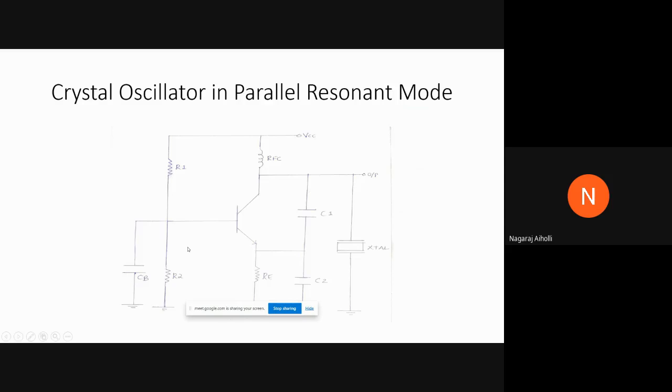Then there is the coupling capacitor CB here. This coupling capacitor CB acts as the AC signal ground, because if there are any oscillations or AC signal present, that is shorted to the ground, since we know that the capacitor shorts the AC signal to the ground. Hence there is no feedback from the output at the base terminal. There is only the feedback from the capacitor C2 to the emitter terminal of the transistor.